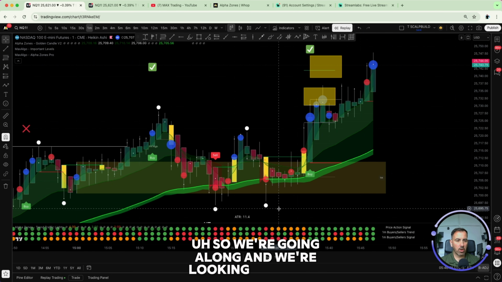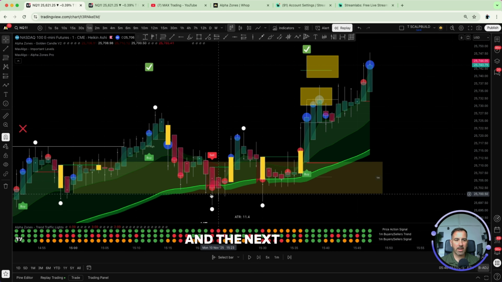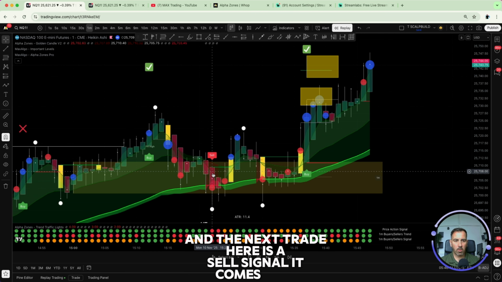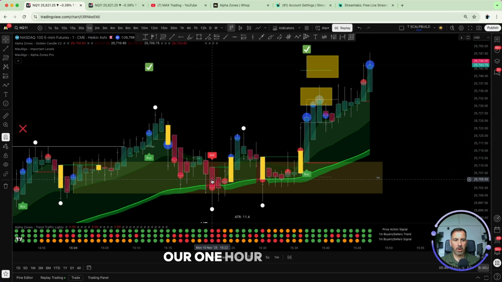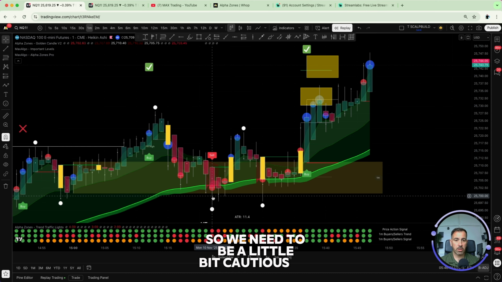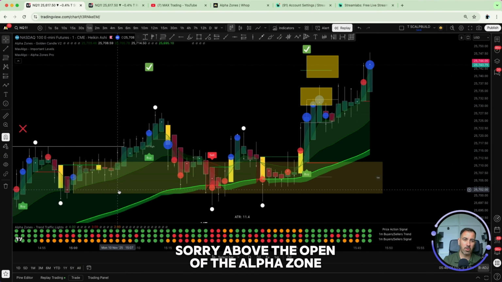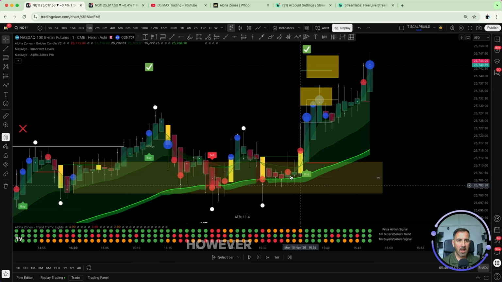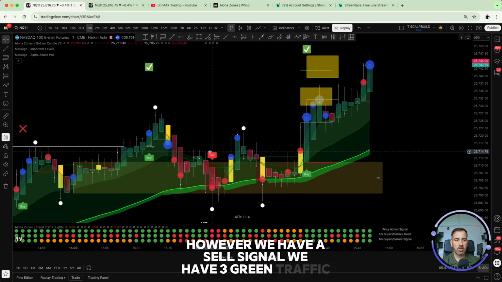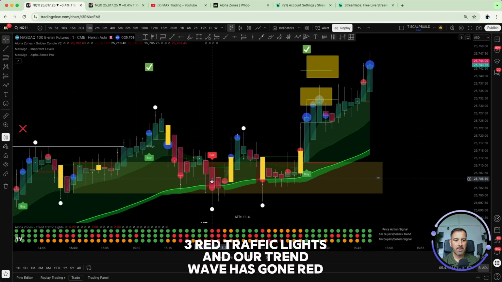So we're going along and, again, our key thing here is to look for these traffic lights to align. And the next trade here is a sell signal. It comes into our 1 hour alpha zone. So first and foremost, we haven't closed below the 1 hour alpha zone, so we need to be a little bit cautious. We are above the open of the alpha zone as well, so that would be an alarm bell as well. However, we have a sell signal, we have three red traffic lights, and our trend wave has gone red.